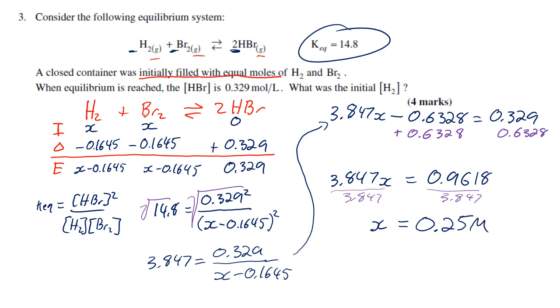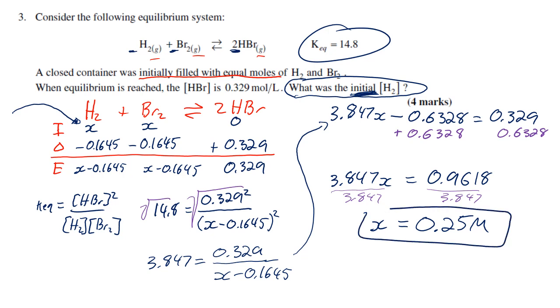Now, the question asks, what is the initial concentration of H2? Initial. Okay. This is the initial because here's H2. Initial is just listed as X. We just listed it as X. So this is the answer. 0.25 molarity is the initial concentration of H2.